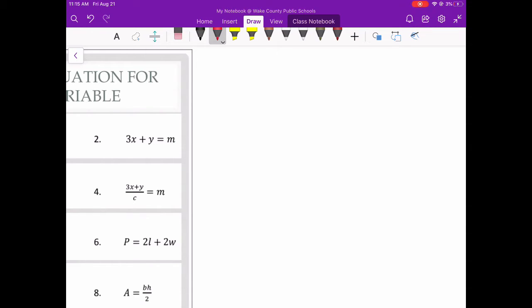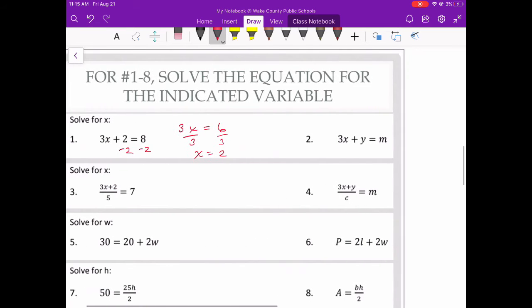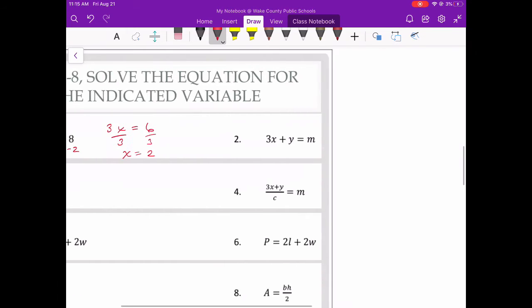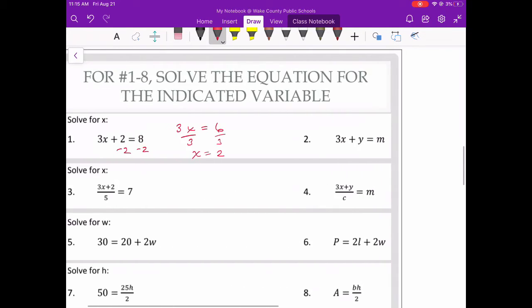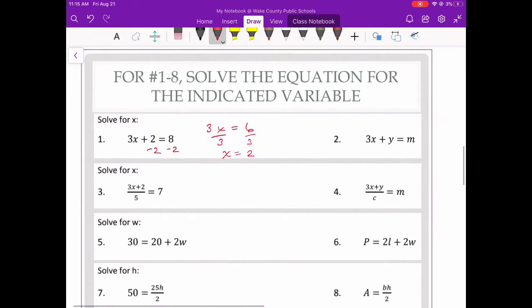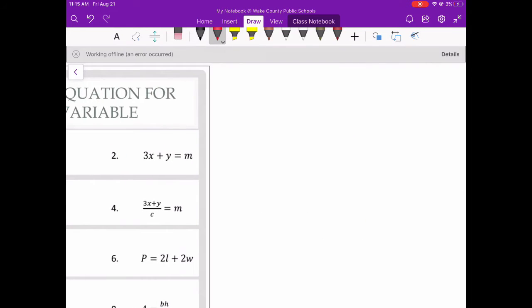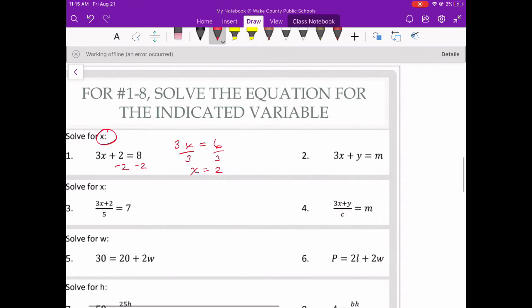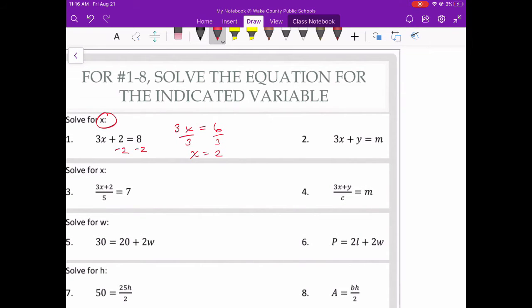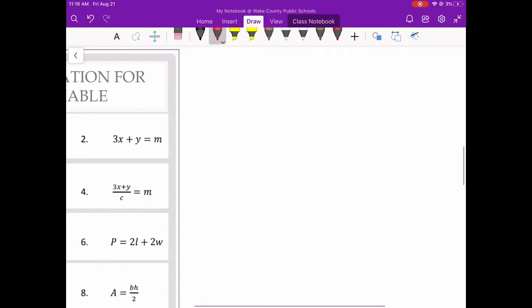Okay, so very similar. Notice that in this equation, instead of a 2, we've got a y. Instead of an 8, we've got an m. All right, so let's see how that happens. Now, the goal here is to solve for x. So just like before, we want to get x by itself. Theoretically, the process is the exact same thing. We're going to subtract, doing reverse order of operations. We're going to subtract first, and then divide both sides to get rid of the multiplication. All right, so let's do that.